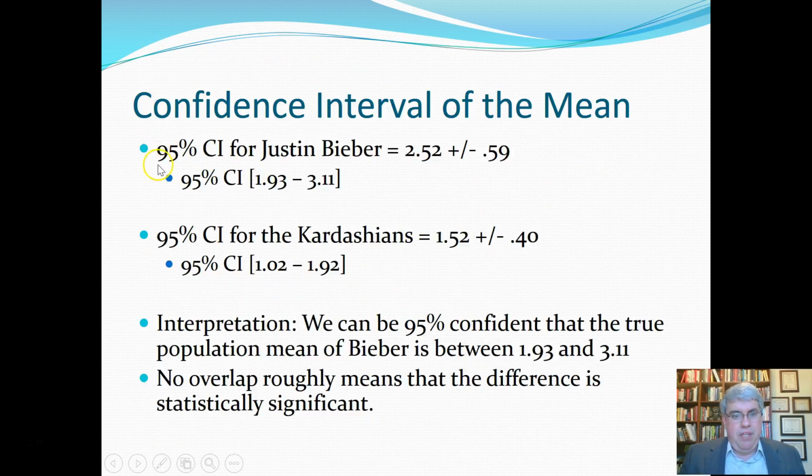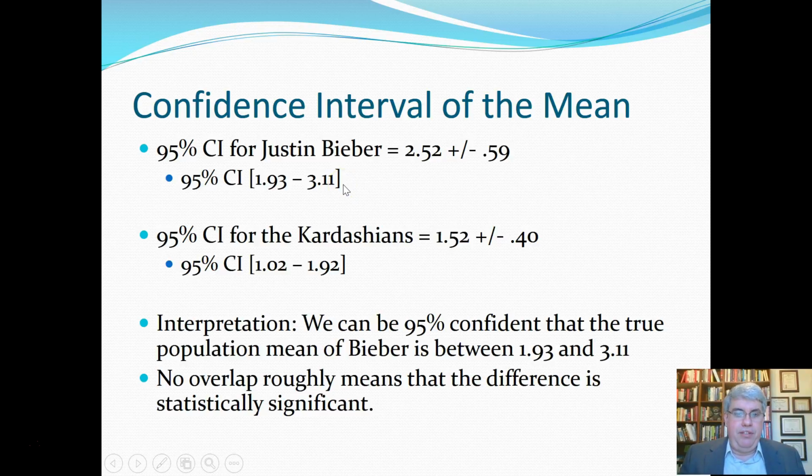But the results that we're going to report will look like this. This is the APA format for writing confidence intervals. The CI is the expression for confidence interval, and 95% CI is the standard phrase that we use. We would say the 95% CI for Justin Bieber equals 2.52 plus or minus 0.59, or we can write it with square brackets. We could write 95% CI in square brackets and do 2.52 minus 0.59, which is this number, all the way through 2.52 plus 0.59, which is this number, and close it off in brackets.